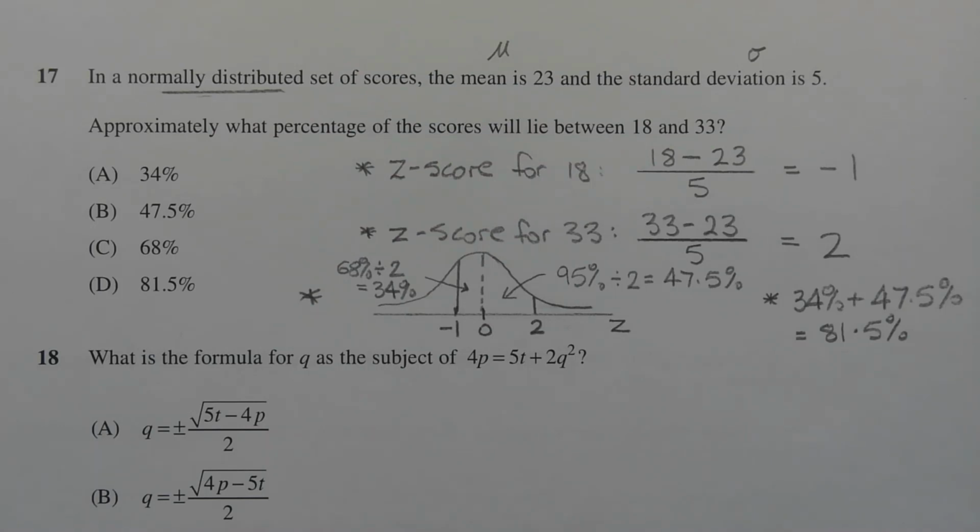So the percentage of scores that lie between z equals -1 and z equals 2 is found by adding 34% to 47.5%, which gives us 81.5%. So approximately 81.5% of scores lie between 18 and 33. Therefore, the answer is option D.